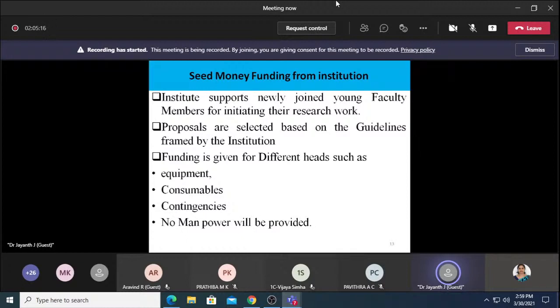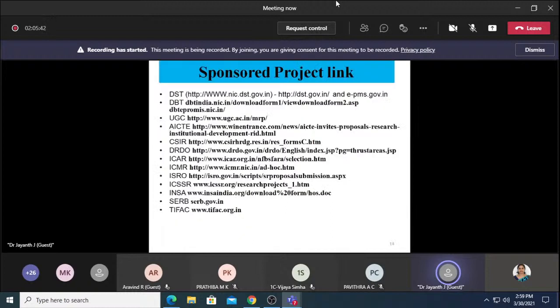They know that no manpower will be provided in seed money, and it varies from one institution or university to another. It depends whether they give 60%, 40% or 30% of the funds, right? It depends on the institution. So this concept we call seed money funding from the institution.